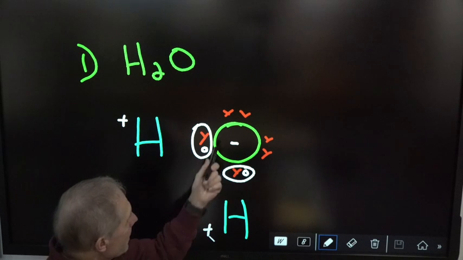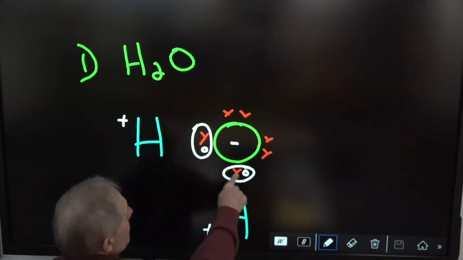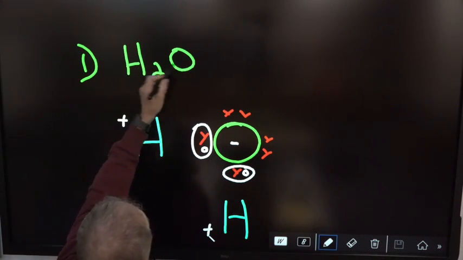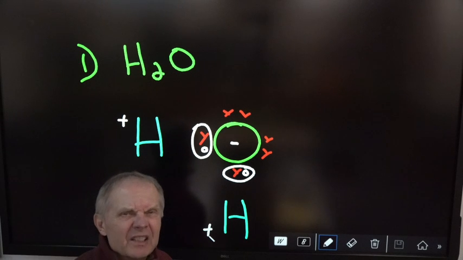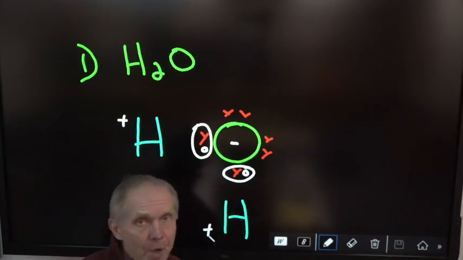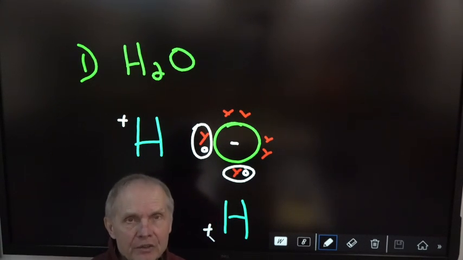Now, we know it's unequal sharing, so it's definitely got a polar bond. These 2 bonds are polar. We know because this and this, the electronegativities are different. But is the molecule a polar molecule or a nonpolar molecule? Well, the definition of a polar molecule is asymmetrical.